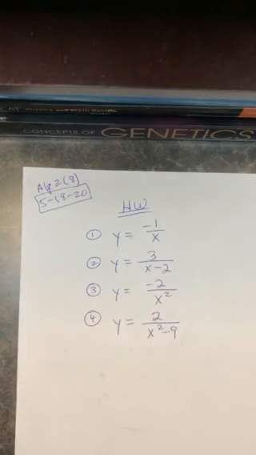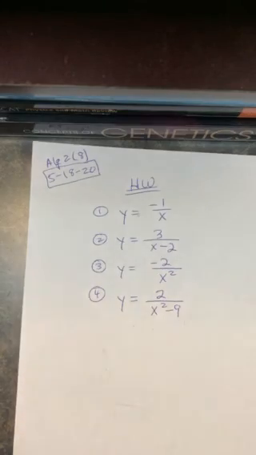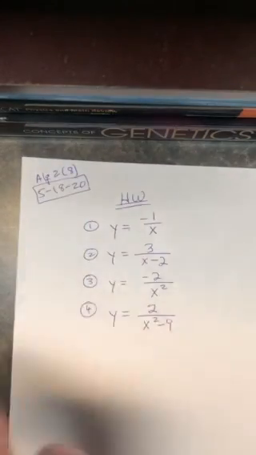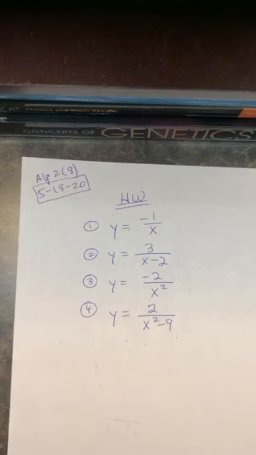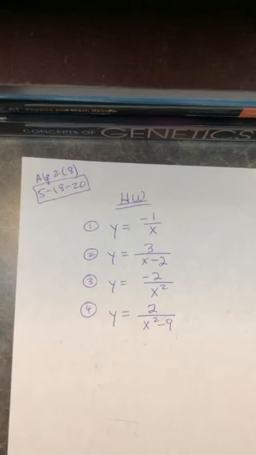Negative 1 over x, 3 over x minus 2, negative 2 over x squared, and 2 over x squared minus 9. That's the one that'll have 2 dotted lines, and you be careful on him. They all mimic the 4 that I just did. So if you get stuck, just look at the notes you just took, and it shows you how to work your way through those problems, okay?